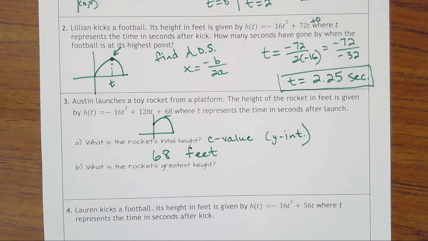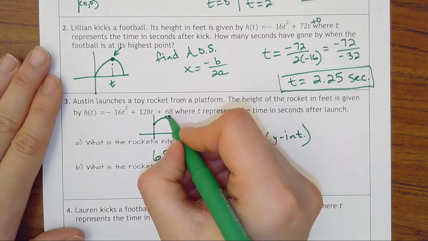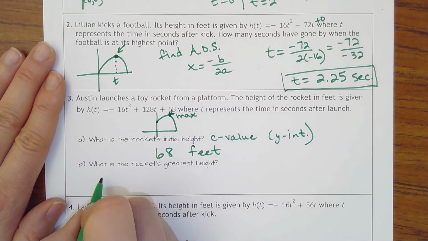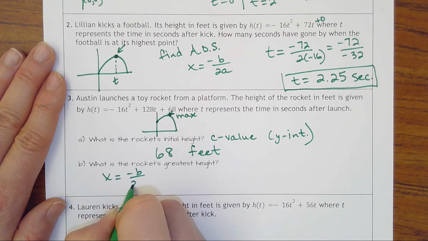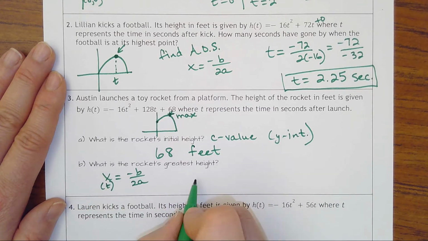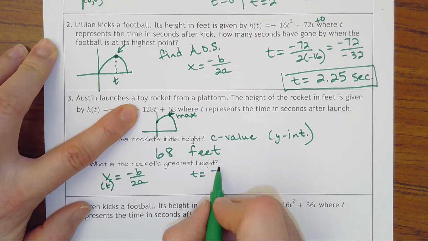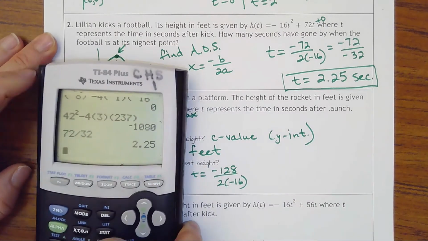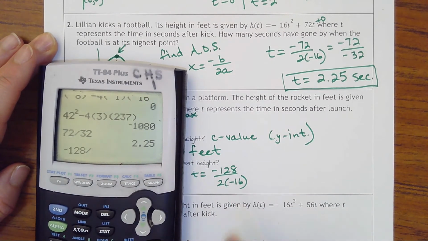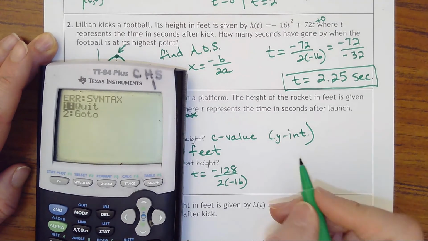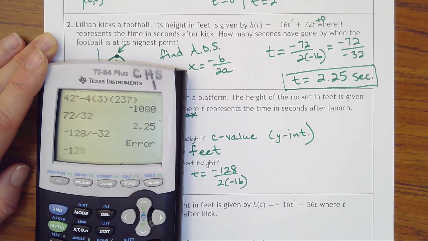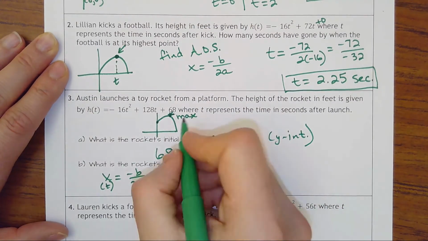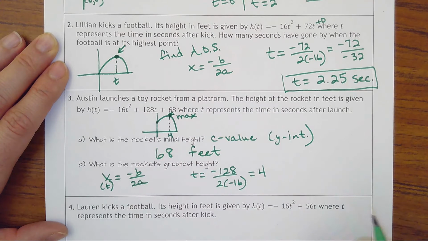What is the rocket's greatest height? So what is its max? Right here. We want to find the vertex. So I'll have to start by doing the axis of symmetry. I keep putting x, but really that's t in this case. So time is going to be the negative of b over 2 times a. That would be negative 128 divided by negative 32. Oh, I put it in minus, didn't I? 4. So at 4 seconds is when it reached its max.